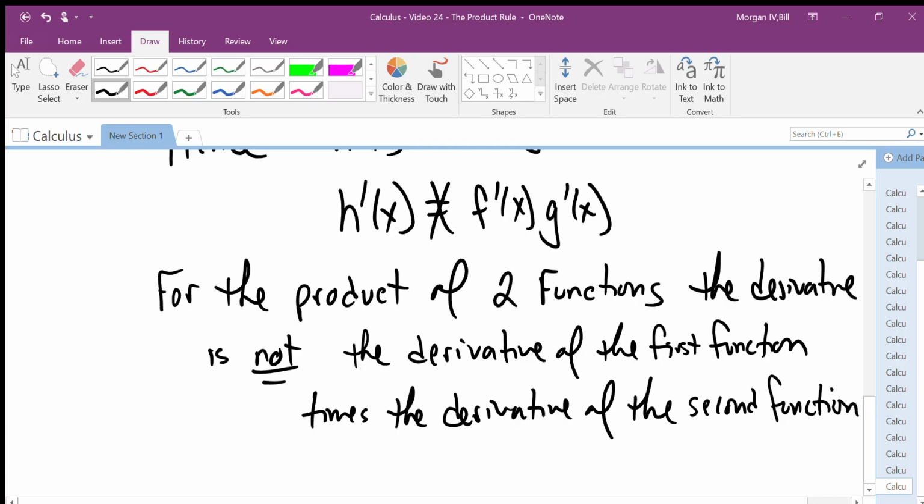Okay, so we've established what it is not. For a product of two functions, like f of x times g of x, the overall derivative is not the derivative of the first function times the derivative of the second function. It doesn't work. It's not f prime of x times g prime of x. So the question is, well, what is it?